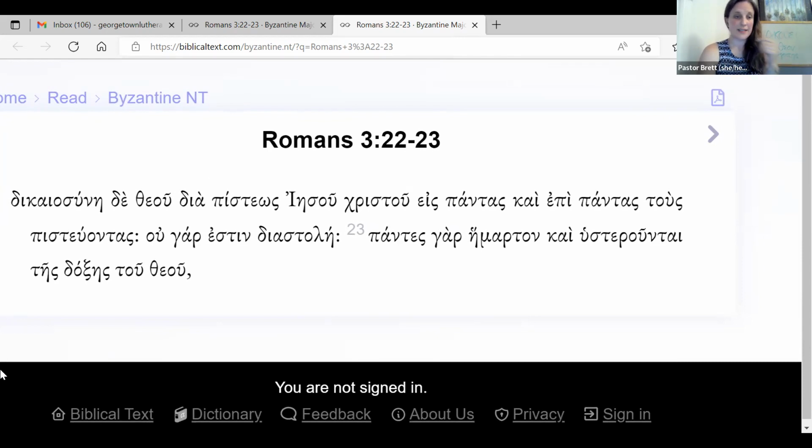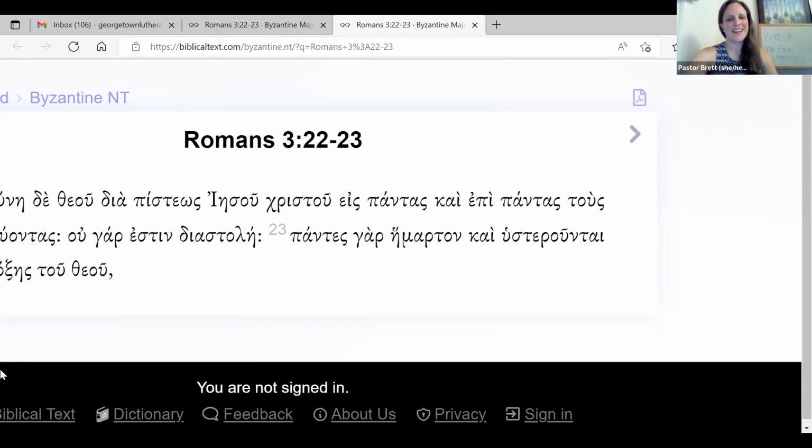Let's try to pronounce this. So let's go word by word. The one we just started with: dikaiosune. Dikaiosune. Sound along with me. Theu. Dia. Pisteos. Jesu. Christu. Who's that? Jesu Christu.